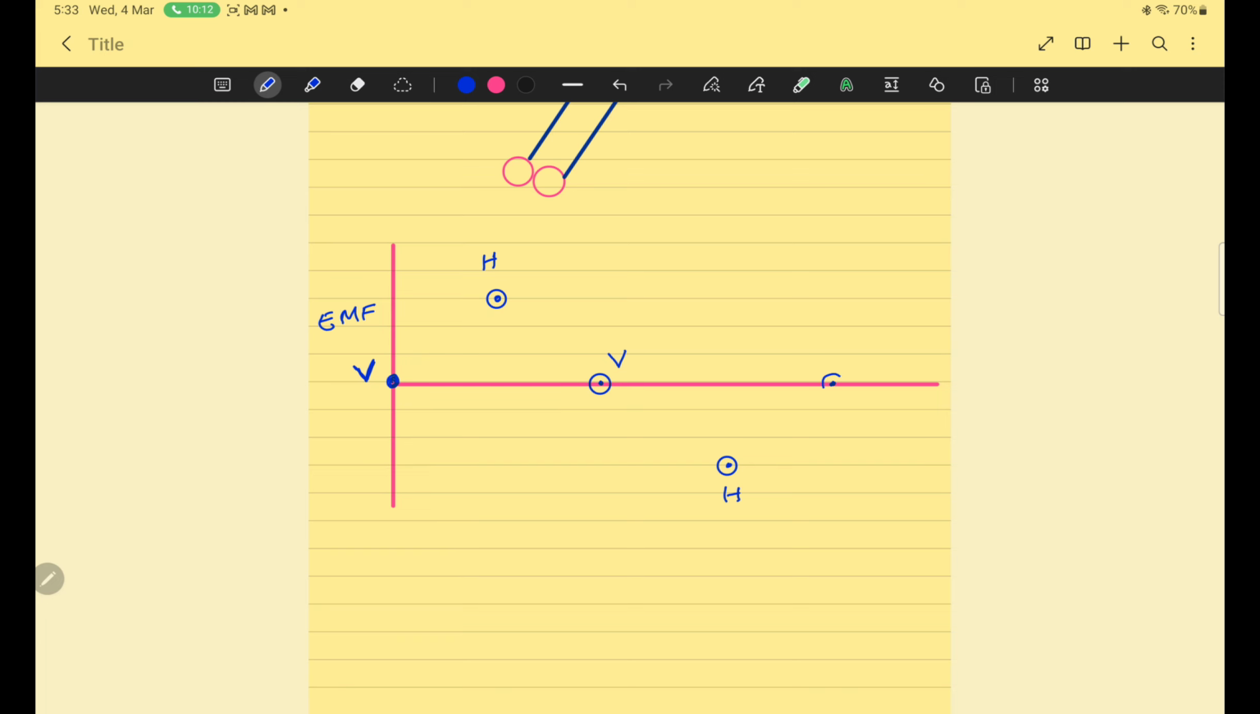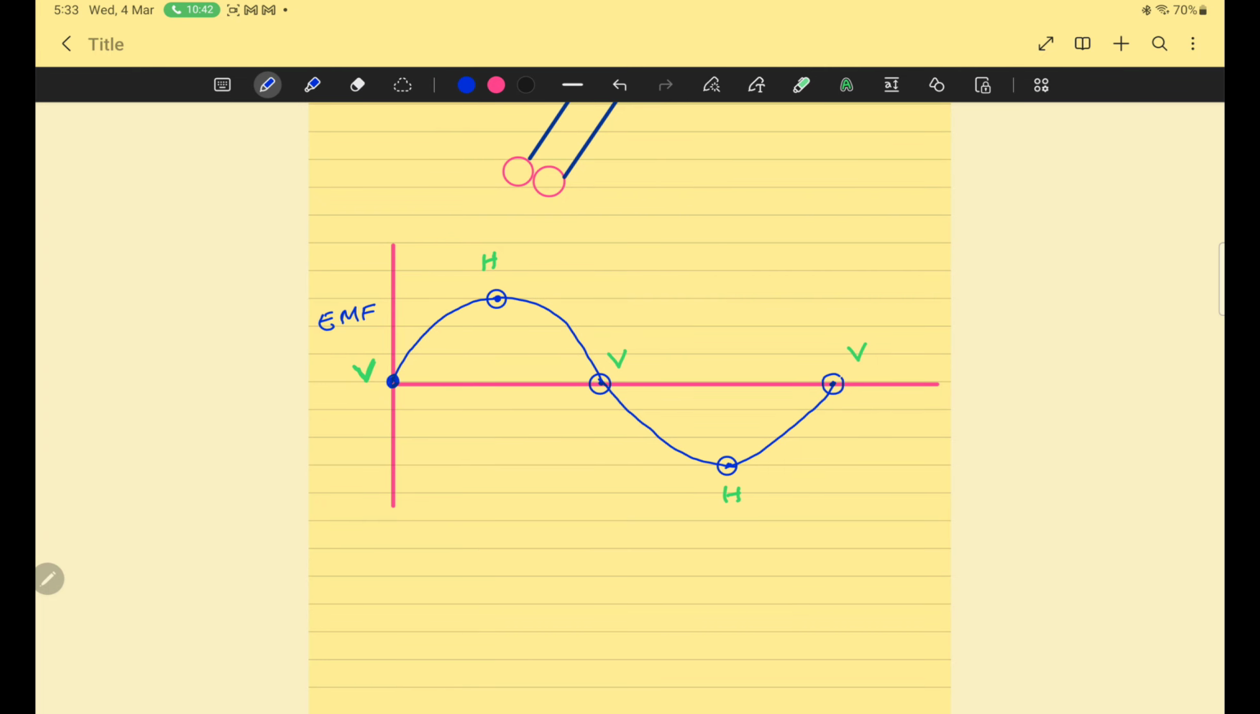And again, the coil becomes vertical. So when a coil is turning and starting from the vertical position: vertical, horizontal, vertical, horizontal, vertical, then the coil makes one rotation. And when the coil makes one rotation, one cycle of alternating current is produced. One cycle of induced current is produced.